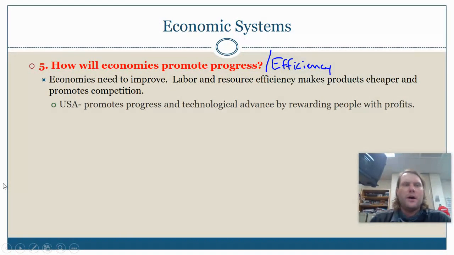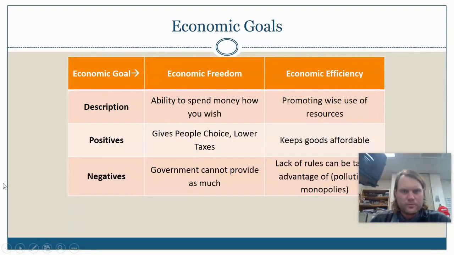How are we going to promote progress and efficiency? The United States way would be to reward people with profits. How do we get people to want to produce more stuff? Well, they earn an income. If they produce a really high quality good or item, then they're going to make more money, and they're going to be willing to work at creating innovation, creating technology, and those types of things.